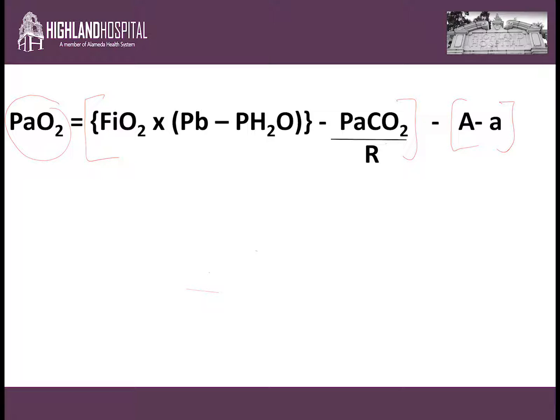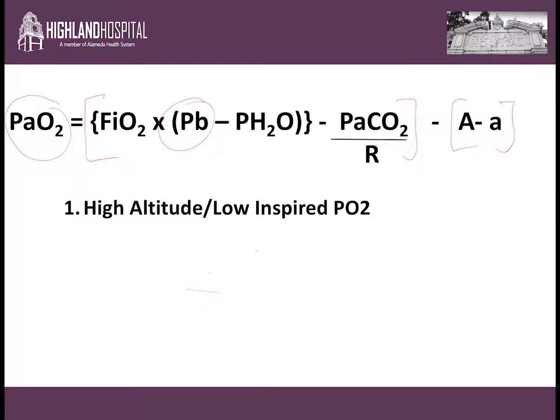So the first one to start with is the barometric pressure. Now, this is what happens when you go to high altitude. This is not a very common clinical scenario, but essentially, if you went to Mount Everest and you went to base camp, for example, at 19,000 feet, your barometric pressure is going to be 380 millimeters of mercury. So you're obviously going to get some level of hypoxemia. This is not very clinically relevant, so I won't discuss it much further.